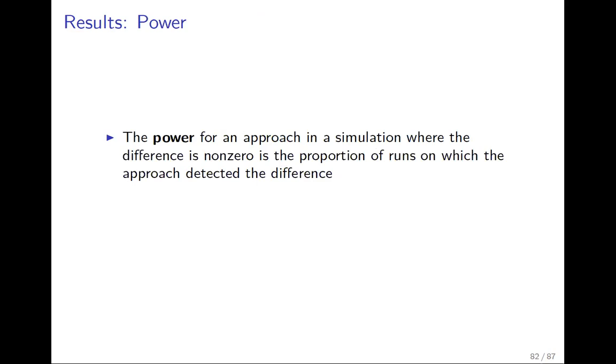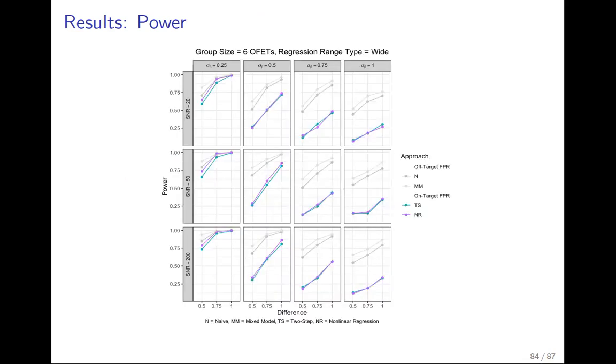The power for an approach in a simulation where the difference in mean slope is non-zero is the proportion of runs on which the approach correctly detected the difference. The power lies between 0 and 1 and should be close to 1. These are the power results for the simulations where the group size was 6 OFETs and the regression range was wide.